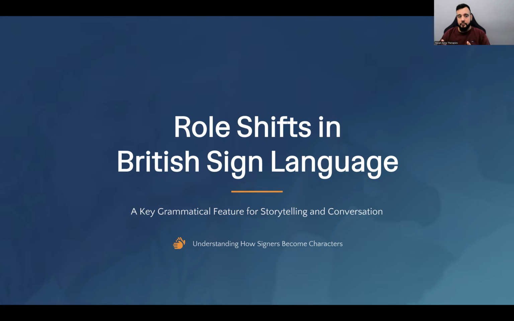From level two upwards, you need to start learning to use role shifts as part of your language features. Now, these are key grammatical features that we use in conversations as well as storytelling. So hopefully by the end of this short session, you have a better understanding of why we use them and why Signature says you need to have them in order to get your level two, your level three, and so on.